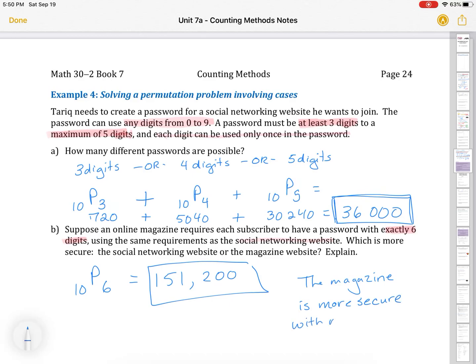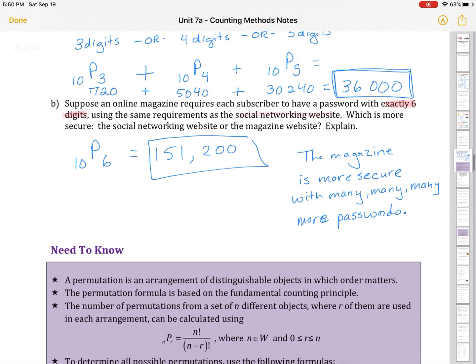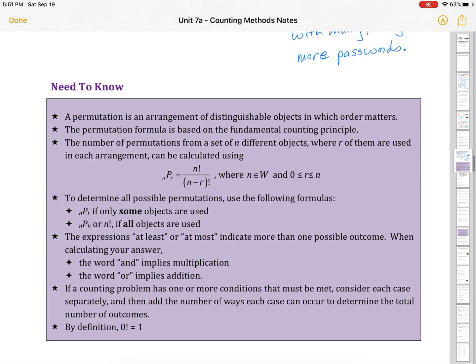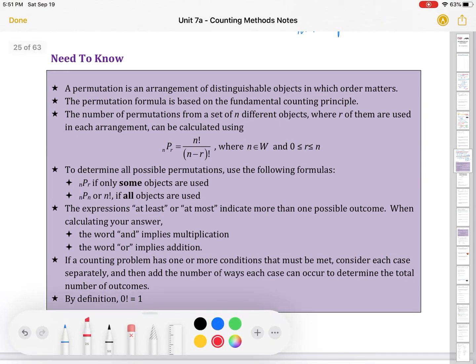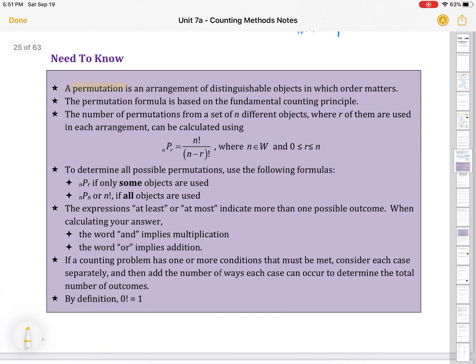Okay? So many more options for what your password could be, with many more passwords. Okay. All right. It just would be harder to guess. Okay. So that's your introduction to permutations.